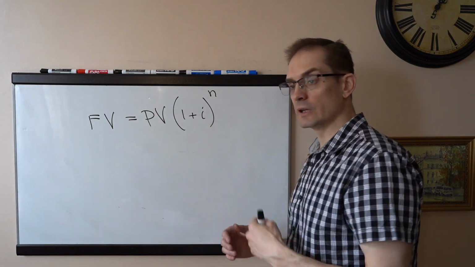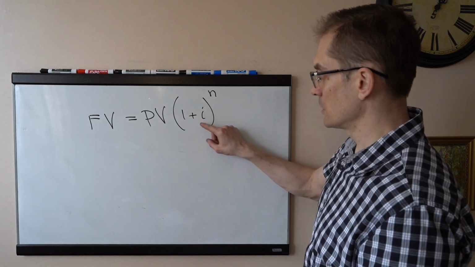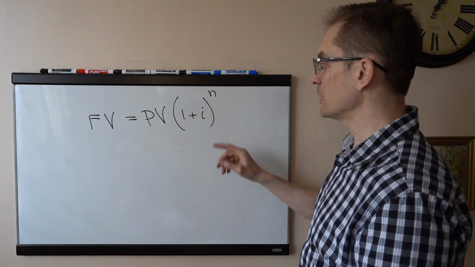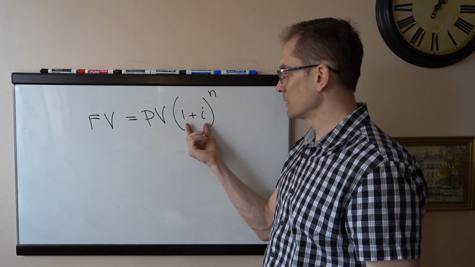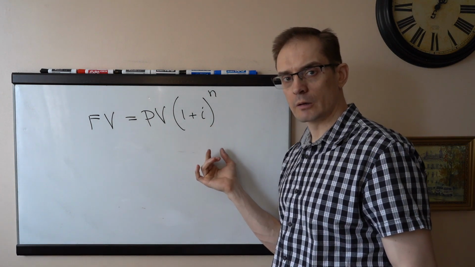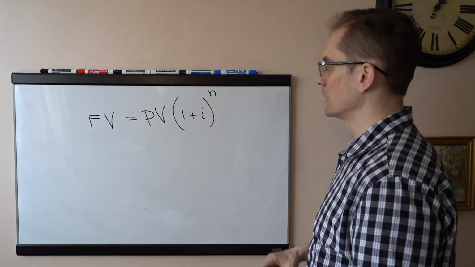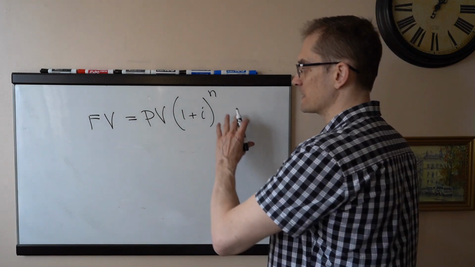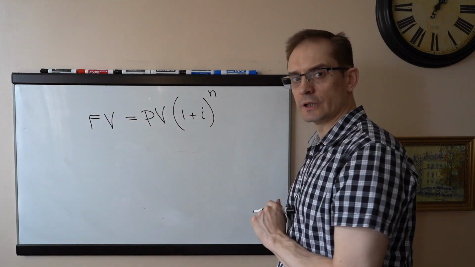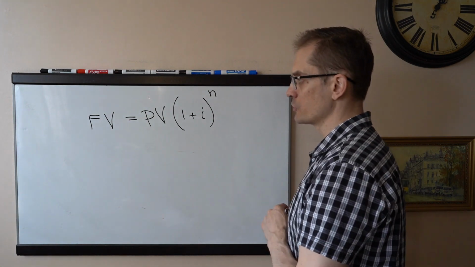And I is the rate per period. So within each bracket, you have a simple interest, right? Within each period, it's simple interest working. But then that simple interest is compounded for n periods. So that's the major formula that we will need to find compound future value.